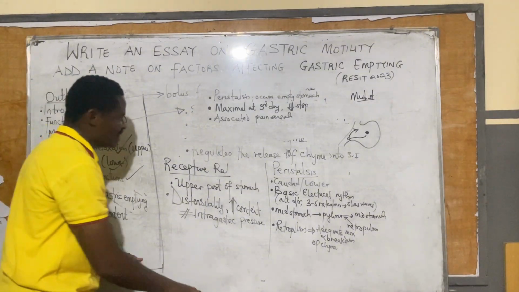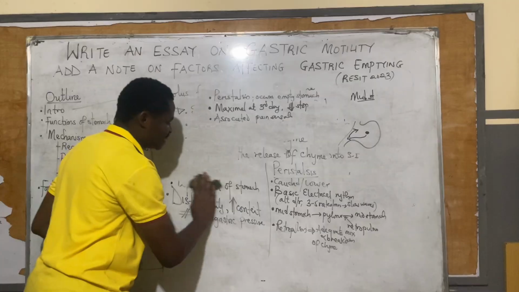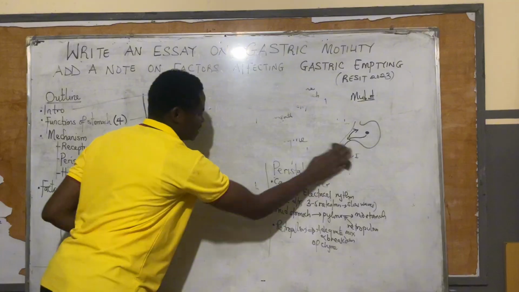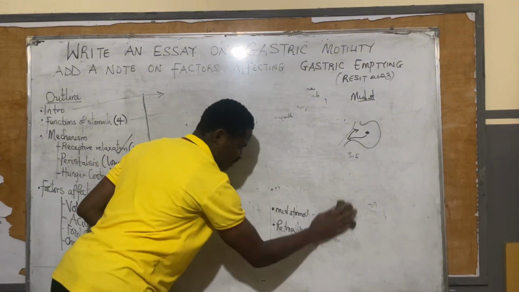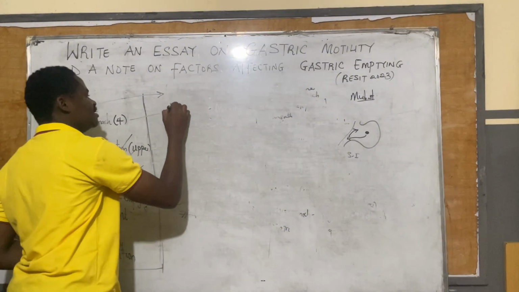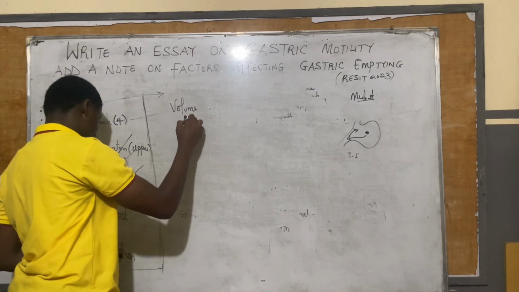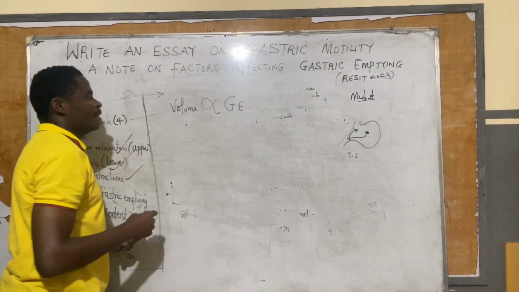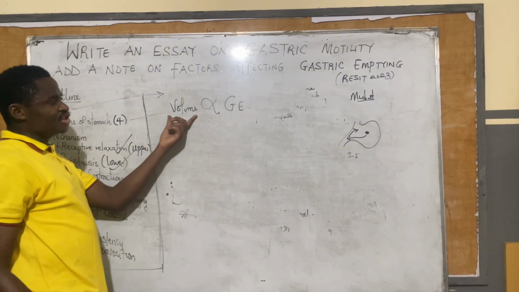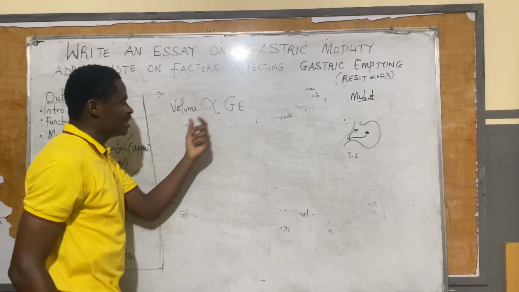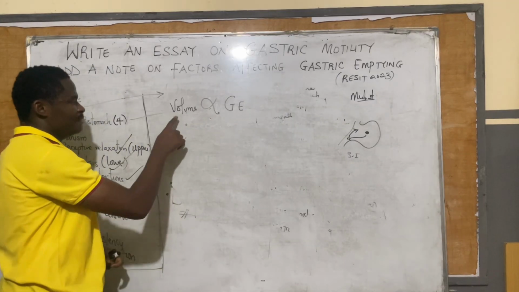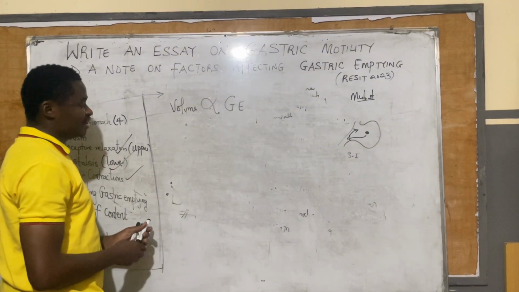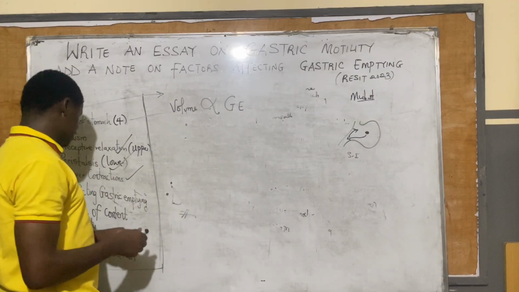Now, for the factors that affect gastric emptying, I think I'll be quite straightforward with this, as there are not many things to talk about. For factors, number one, the volume. The volume of the content is directly proportional to the gastric emptying. This means that if the amount of food in the stomach increases, this will eventually increase gastric emptying. And alternatively, if the amount of food in the stomach decreases, this will eventually decrease gastric emptying. Endeavor to explain it on both sides.